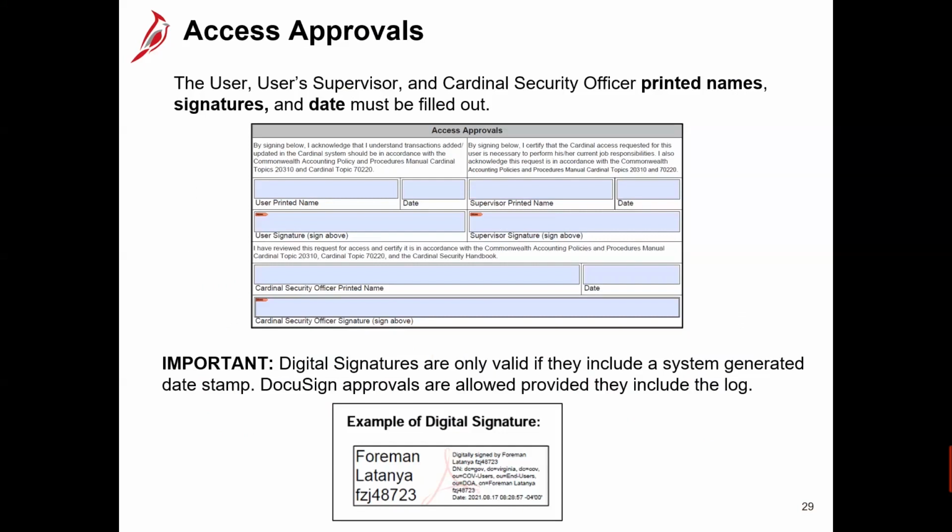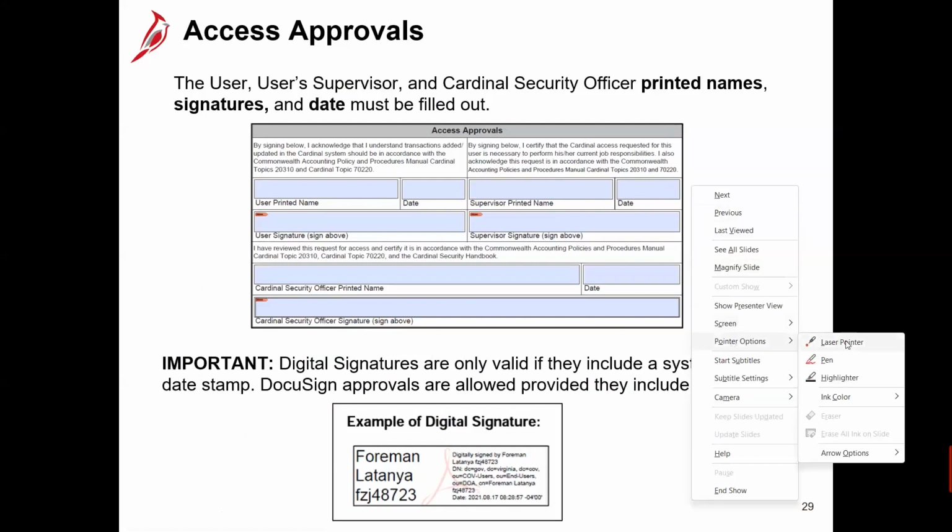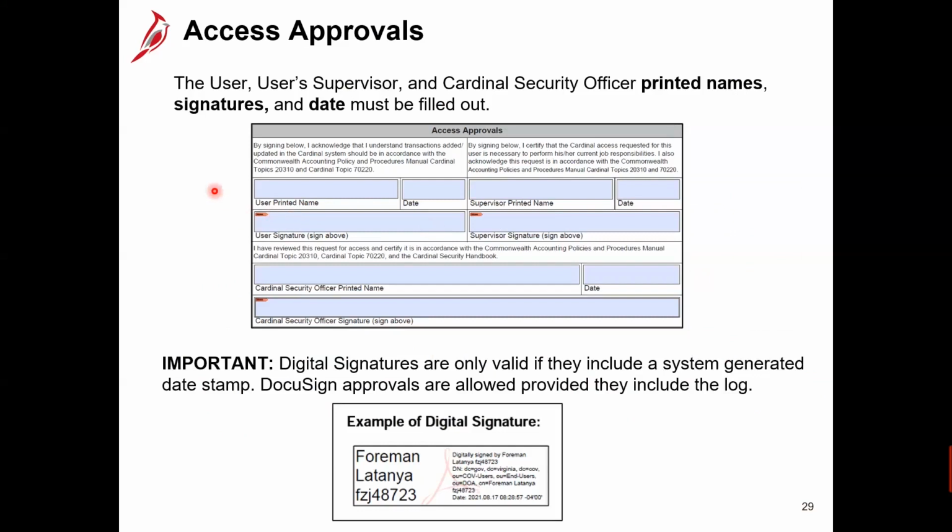All right, into approvals. We require the user, the supervisor, and the security officer approvals. Their names need to be printed on the form and the date must be filled out. Digital signatures are only valid if they include a system-generated date stamp. DocuSign approvals are also allowed, provided they include the log that shows that they approved.